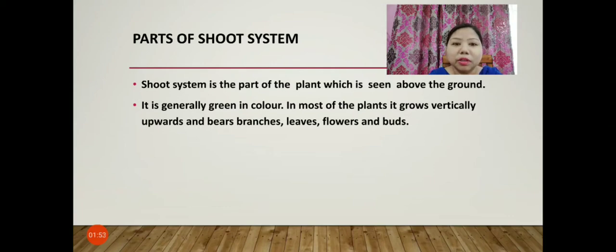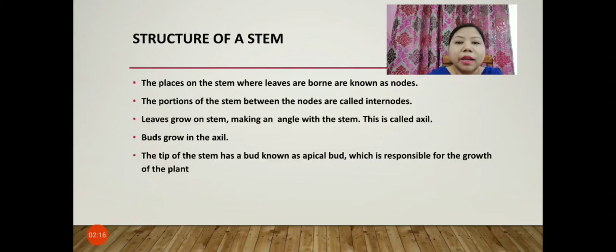So what are the parts of shoot system? Shoot system is the part of the plant which is seen above the ground. It grows above the ground and it is generally green in color. It is also woody, and in most of the plants it grows vertically upward and bears branches, leaves, flowers and buds. Let us now look at the structure of a stem.